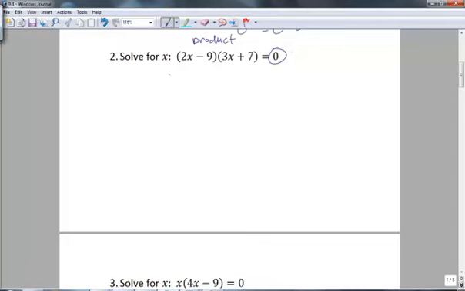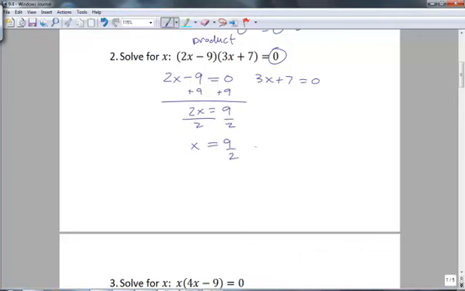Here's what we do. We're going to set each factor equal to 0. So 2x minus 9 equals 0. 3x plus 7 is equal to 0. And now we solve. Solving here is a little bit harder, not much. We're going to add 9 to both sides. So we're going to get 2x equals 9. And we divide by 2 on both sides. So x is equal to 9 over 2.